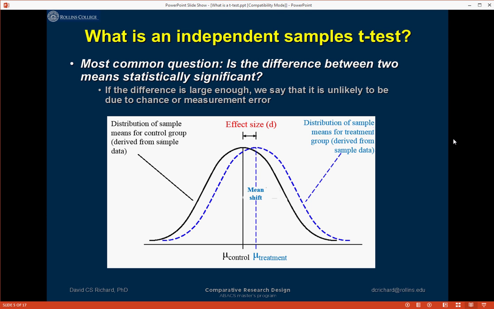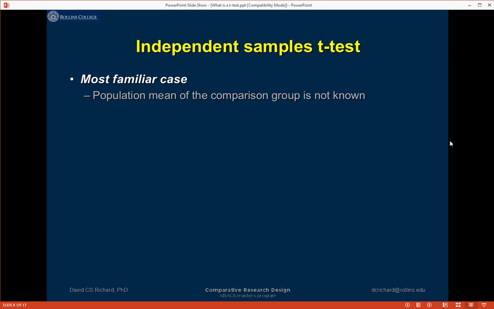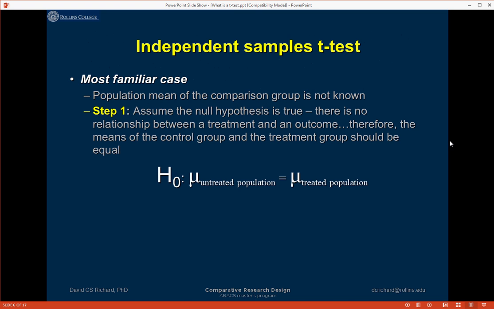Okay, so it's the most familiar case, and if we were to go through and do a controlled study that uses an independent samples t-test, we'd go through a few steps. The first step, step one, is to assume that the null hypothesis is true, that there is no relationship between, for example, a treatment and an outcome. Let me give you an example of how that might work. Let's say that I've developed a pill, and we compare subjects with cancer who took that pill versus subjects with cancer who did not take that pill.